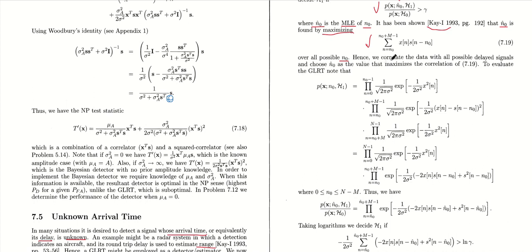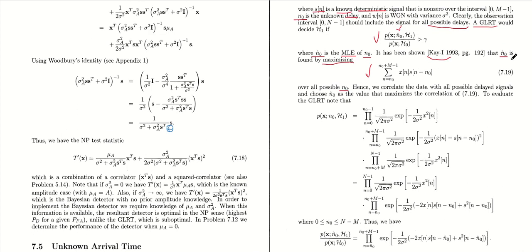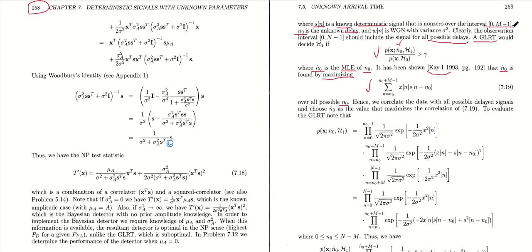Hence, we correlate the data with all possible delayed signals. What are the possible delayed signals? This, right? From 0, 1, 2, all the way to N minus 1. So we correlate the data with all possible delays and choose N0 hat as the value that maximizes the correlation. To evaluate the GLRT, we then need to calculate this.